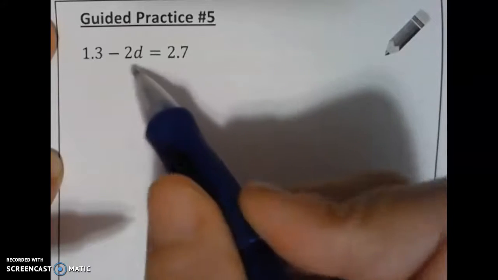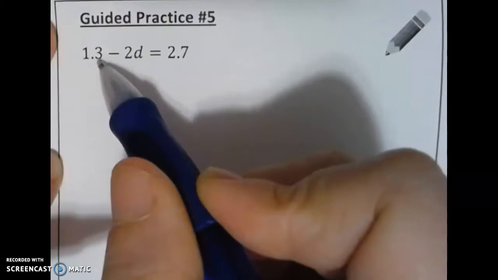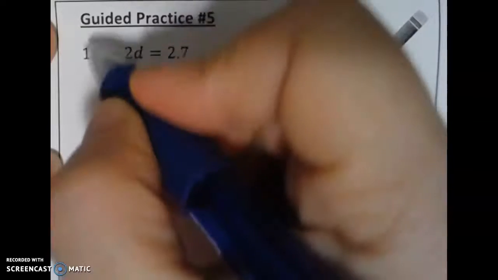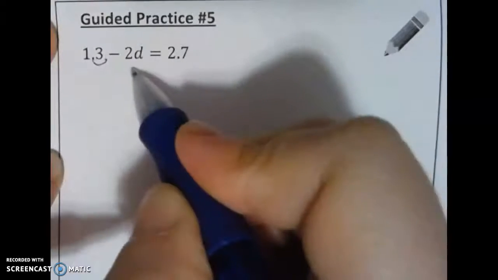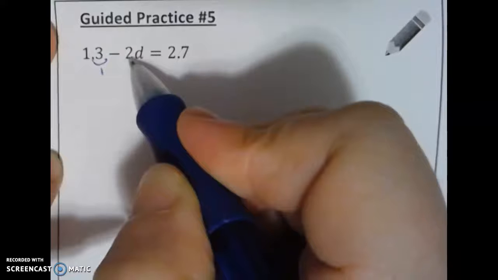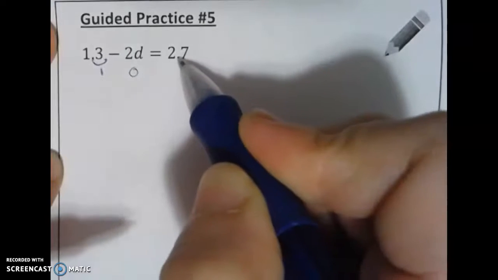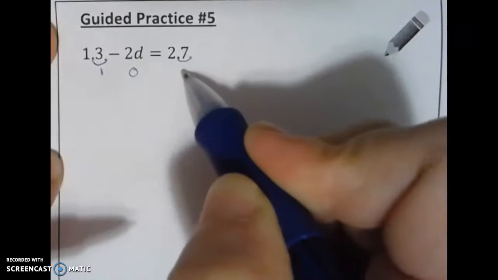Alright, so let's try. Okay, so this is the last guided practice problem, and you'll have one more practice problem for you to try on your own. So you have 1.3. How many decimal places do we have? We have 1 digit here. Do we have any digits after this? 2 is a whole number, so we have 0 here. And here we only have 1 as well. So 1 is the most we have. That means we're going to multiply the left-hand side by 10 and the right-hand side by 10.